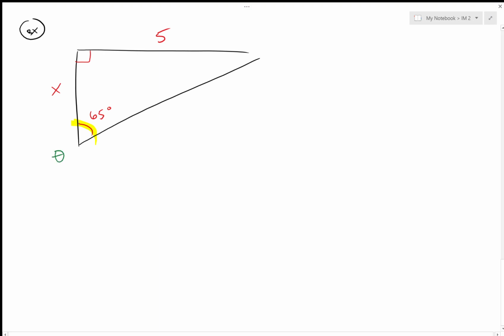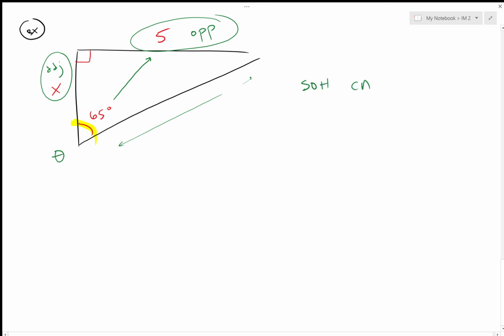Let's label the sides. I don't know anything about the hypotenuse. There's nothing over here. Nothing here. But across from the 65 is the 5, so that's called the opposite. So that leaves me with only the adjacent left. So adjacent is x, opposite is 5. So, toa. I've got opposite and I've got adjacent. I've got O and A. That's this one here, tangent. So tangent of theta equals O opposite over A adjacent.